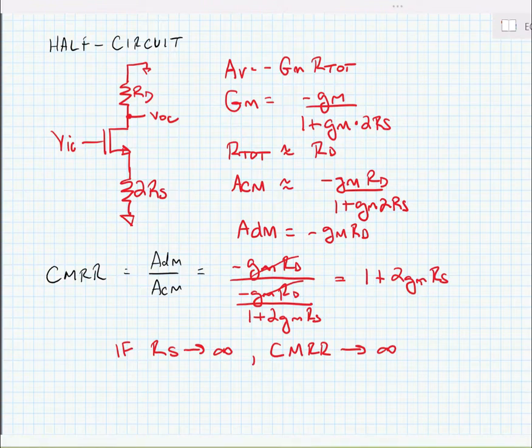So we're going to stop there for the day. In the next lecture, we're going to look at what happens when we start actively loading the circuit. So we're going to put current sources as the load, much like we did with our single-ended amplifiers.